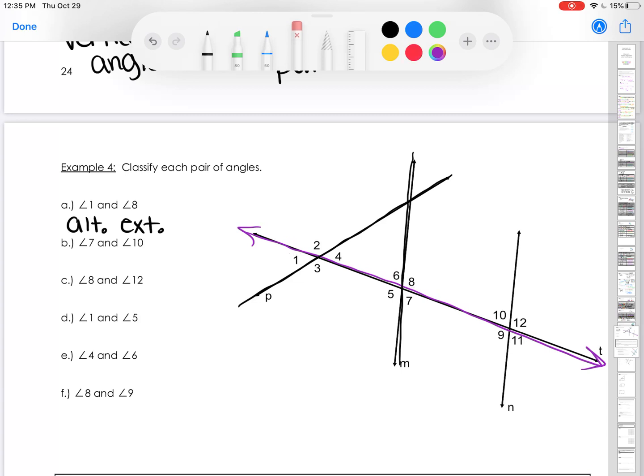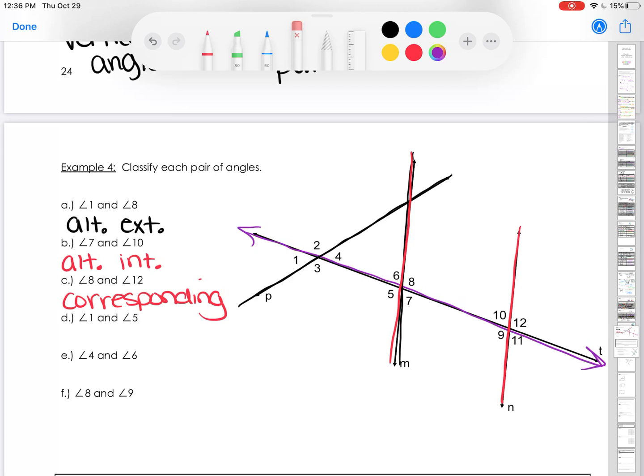Angles 7 and 10. When I look at 7 and 10, I'm actually looking at 2 different lines now. 7 and 10 are using lines M and N. So even though 7 was exterior before, when I compare these 2 lines, they're interior. They're on different sides, so they are alternate interior angles. Okay. 8 and 12. So the same grouping with the red. They are in the same position. They're both in that top right corner, so they are corresponding.